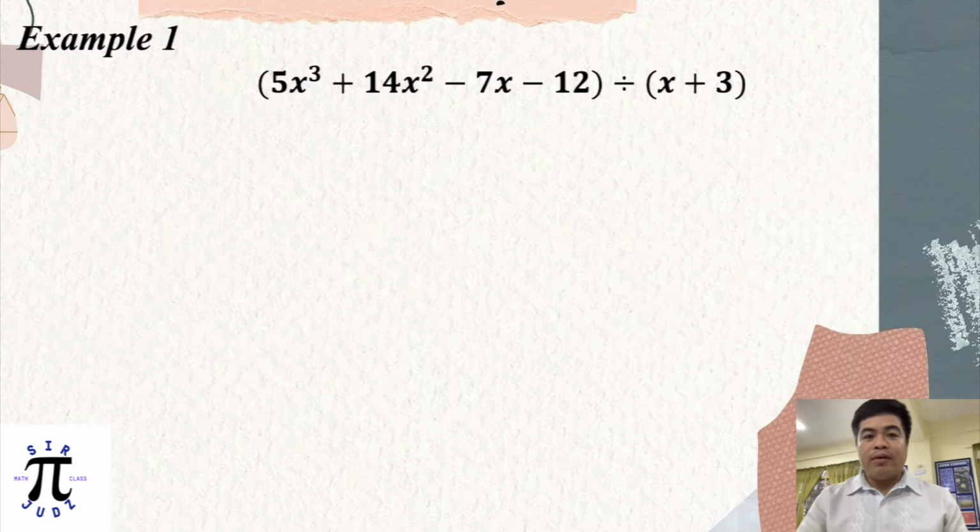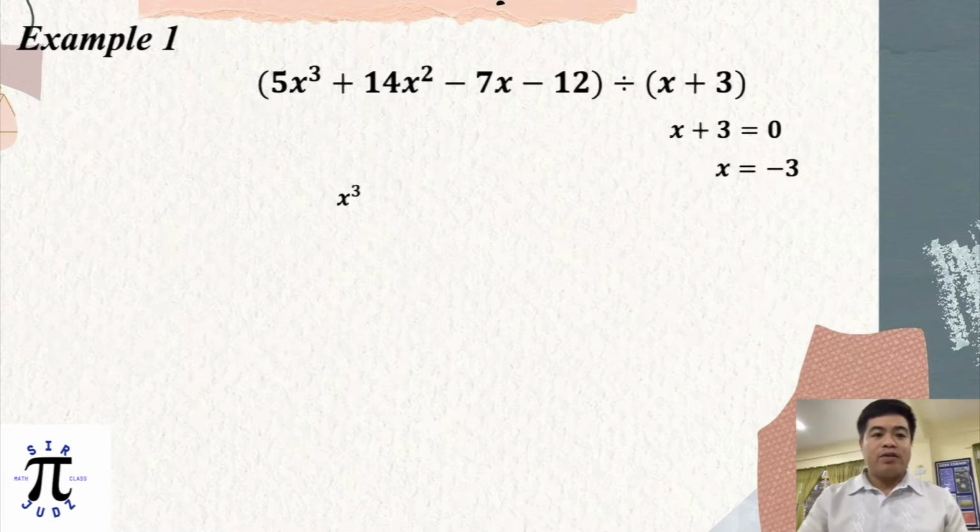So, una natin gagawin is we're going to equate our divisor, which is x plus 3, to 0. So you have x plus 3 is equal to 0. Then solve for x. So x is equal to negative 3. X equals negative 3. Gagamitin natin yan mamaya.